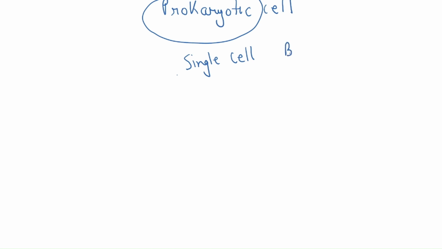What are prokaryotic cells? Prokaryotic cells are the cells that lack a distinct nucleus. This means they don't contain a nucleus with a nuclear membrane, and they also don't have any membrane-bound organelles. They are single-celled organisms. Examples of prokaryotic cells are bacteria, archaea, and blue-green algae. Prokaryotic cells have a very simple structure.